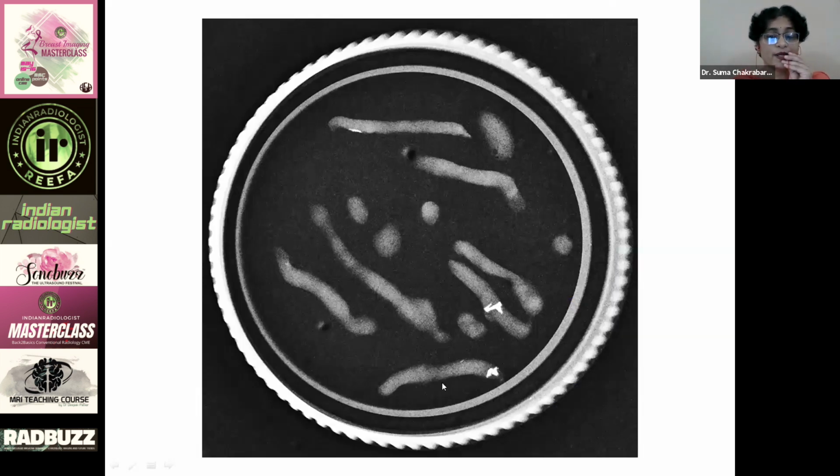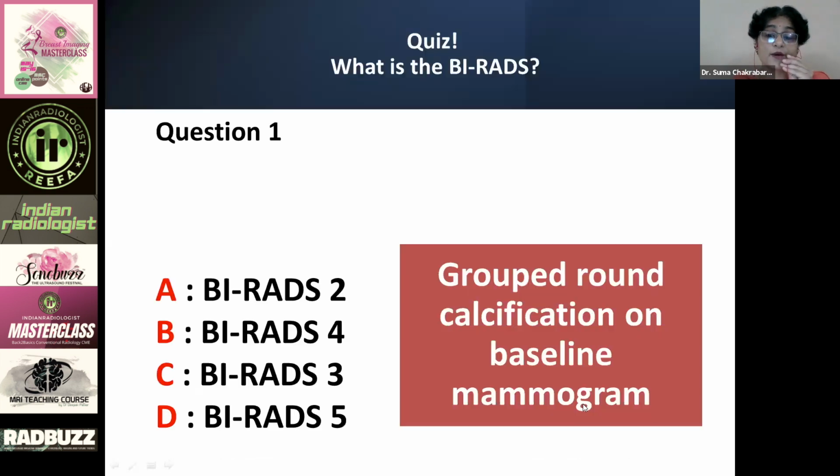I did the ultrasound, I did the biopsy, but again I did an X-ray of the sample to confirm that I had got enough calcifications in my sample.